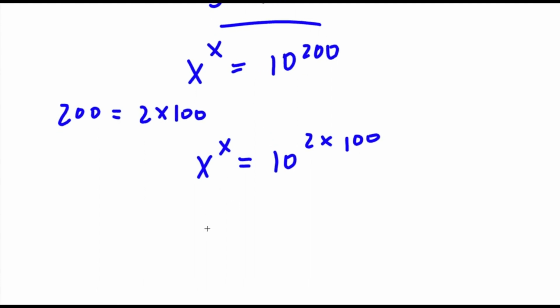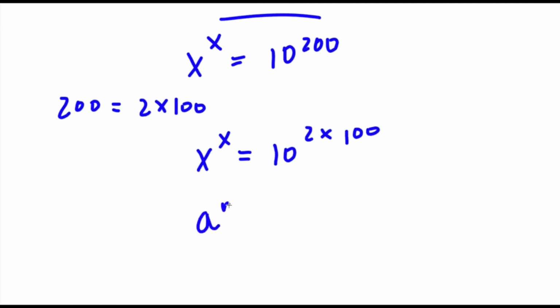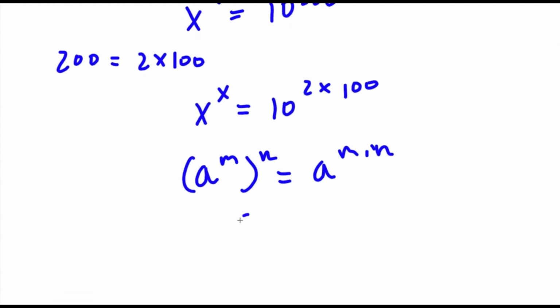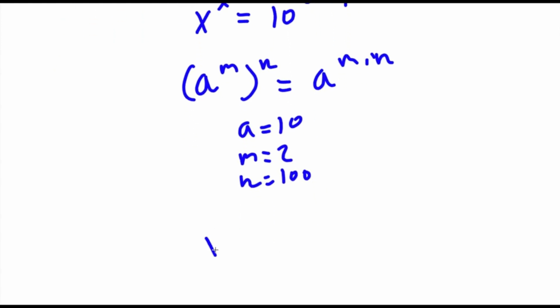Now, if I have something in the form a to the power of m to the power of n, this is the same thing as a to the power of m times n. And the same thing goes vice versa. If I have something in the form a to the power of m times n, this is equal to a to the power of m to the power of n. So in this case, a is equal to 10, m is equal to 2, and n is equal to 100. So this would equal x to the power of x is equal to 10 to the power of 2 to the power of 100.